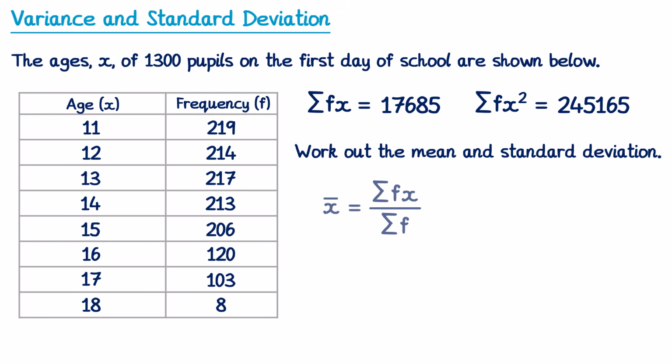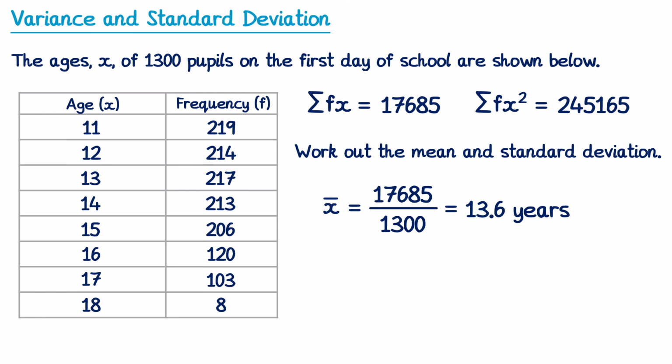Remember, the formula for the mean is the sum of fx over the sum of f when we're working in a frequency table. The sum of fx is given to us, 17,685, and we also have the sum of f, that's actually given in the question, it's 1,300 pupils. So we can type this into the calculator and we'll find the mean of 13.6 years.